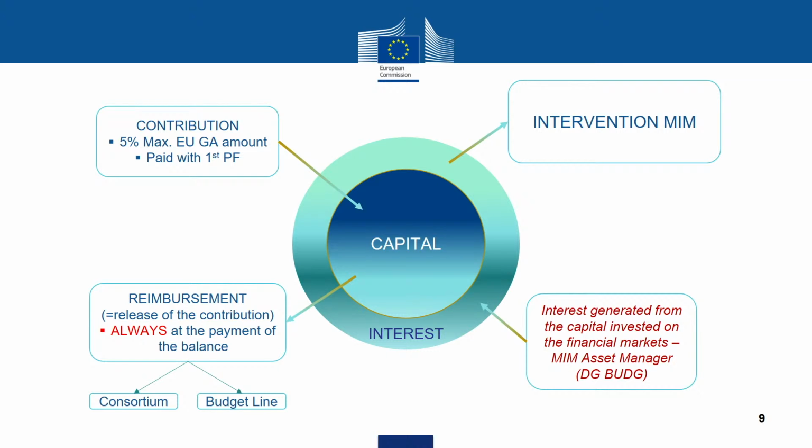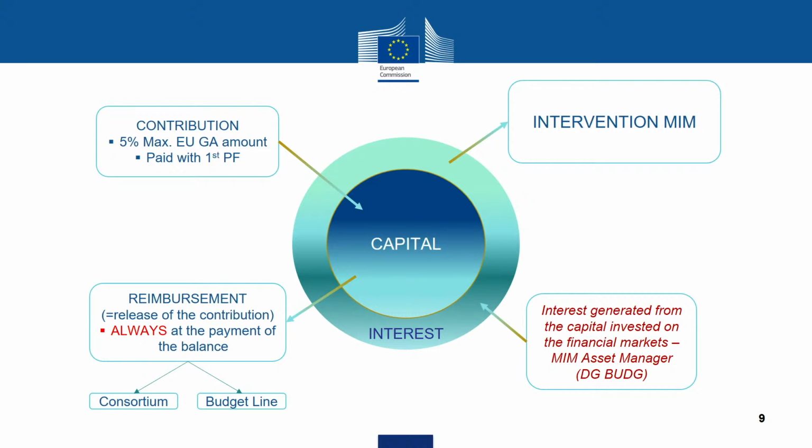Now, what happens with that capital? Well, when you've reached the end of your project, you have to do a final reporting. And then at some point, there is a calculation of the payment of the balance or a final payment. And depending on the outcome, you will either have to give back some money because you've received too much, or you're entitled to receive your full maximum grant amount. And when that payment is executed, that is also when you receive that 5%, your contribution that you made at the beginning, back.